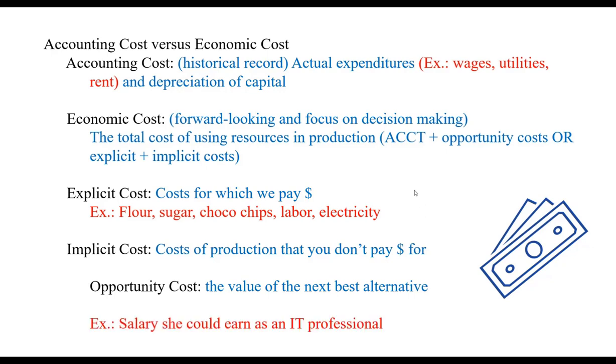So I want you to think about Hungry Helen. Pretend Hungry Helen is trained in information technology, and she could earn a nice salary as an IT professional. Pretend that salary is $100,000 a year. If she decides to start a cookie factory, she's giving up that $100,000 a year salary. That would be important to consider when we're thinking about the implicit costs of Hungry Helen's cookie factory.